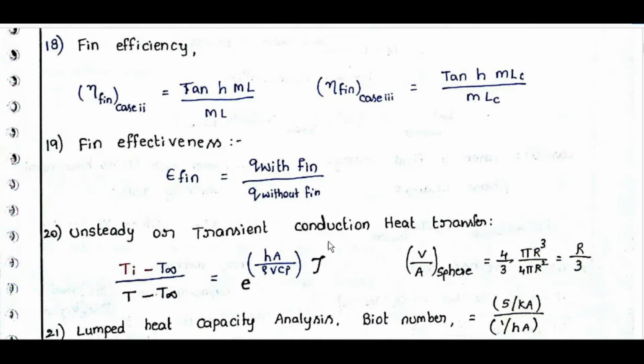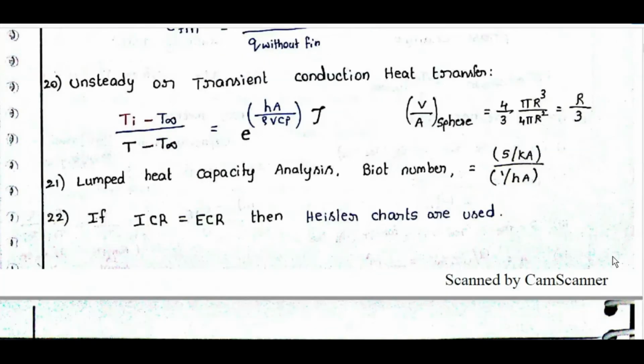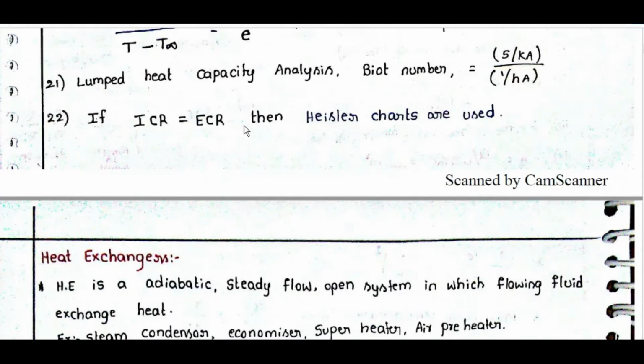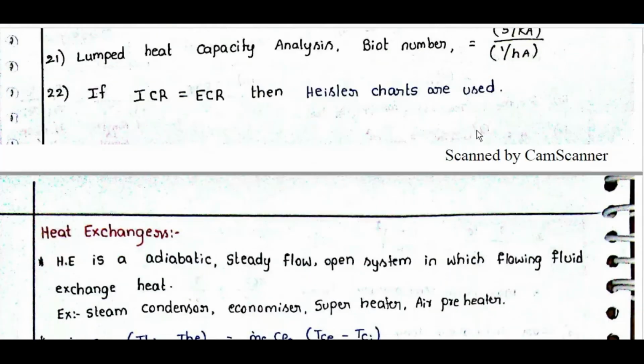Unsteady or transient conduction heat transfer: (T minus T infinity) by (Ti minus T infinity) is equal to e power minus hA by rho V Cp times tau. V by A for a sphere is equal to 4 by 3 pi r cube by 4 pi r square, which is equal to r by 3. In lumped heat capacity analysis, Biot number is equal to (L by kA) by (1 by hA). If internal conductive resistance is equal to external convective resistance, then the Heisler chart is used.